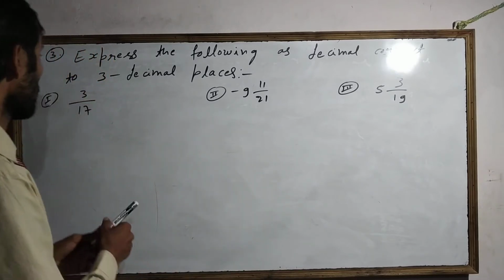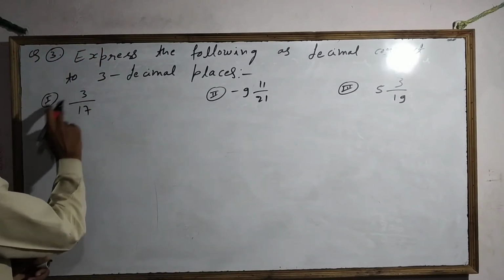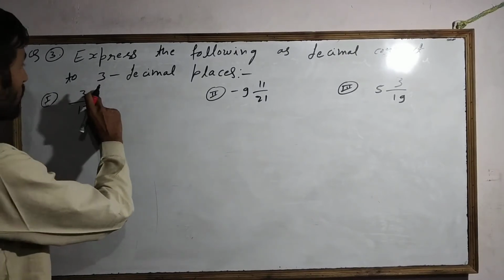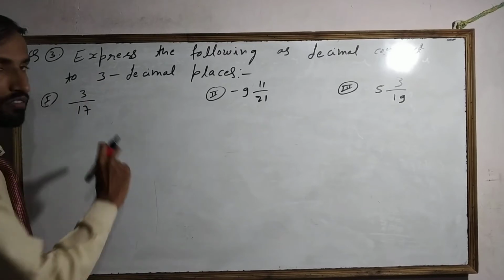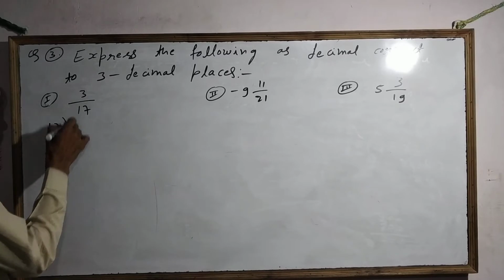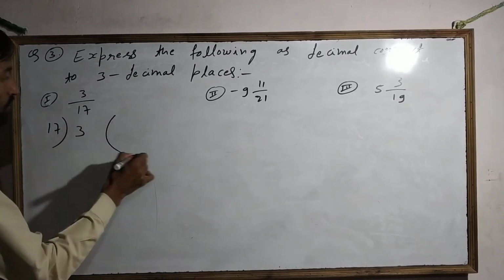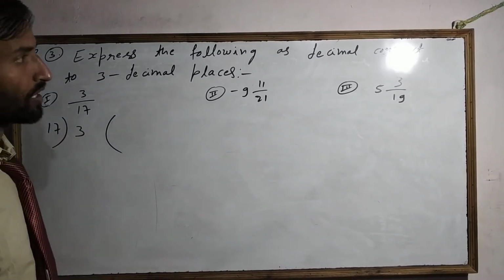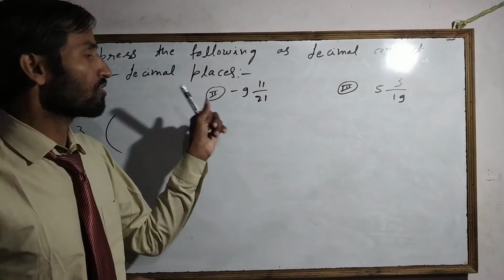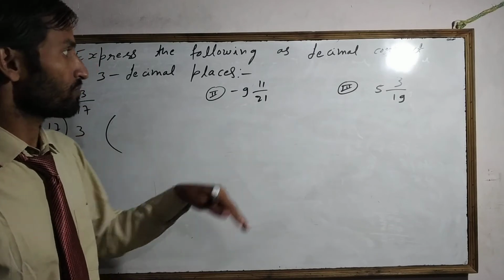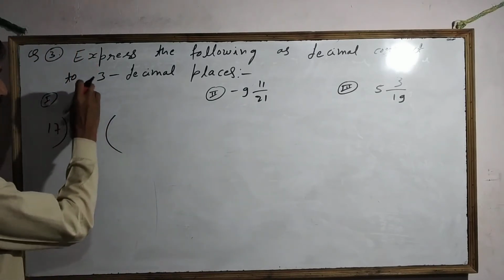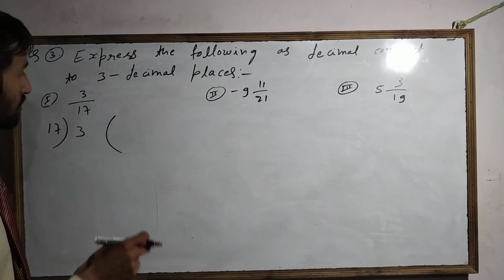Okay, so the first question is 3 upon 17. This one is the numerator and this one is the denominator, meaning 17 is the divisor and 3 is the dividend. So we will divide 3 by 17, up to 4 decimal places. If the question is asking 3 decimal places, then you have to divide one more place and then round off.